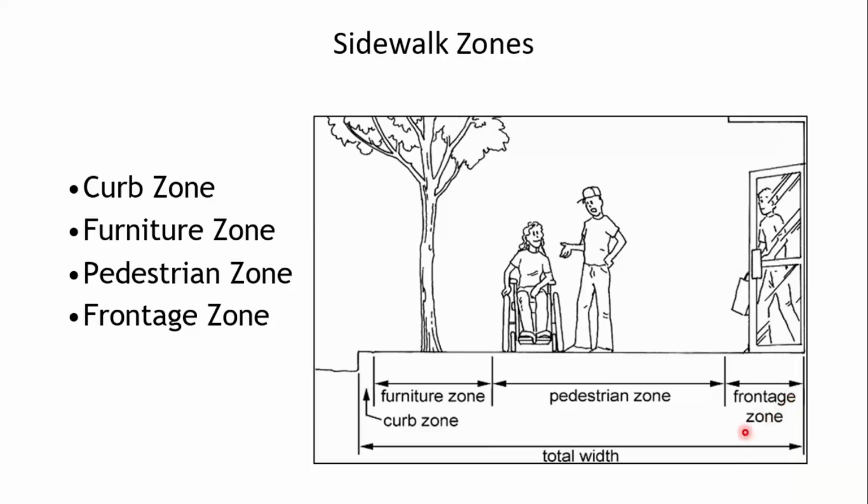And sometimes people ask me, Ron, does PROWAG require a furniture zone? And the answer is no. They have a number of benefits, but PROWAG does not require a furniture zone. The sidewalk can be at the back of curb. But what PROWAG requires is that this pedestrian zone be a minimum of 4 feet clear, unobstructed width, have a firm, stable, slip-resistant surface, and have a maximum cross slope of 2.1%.